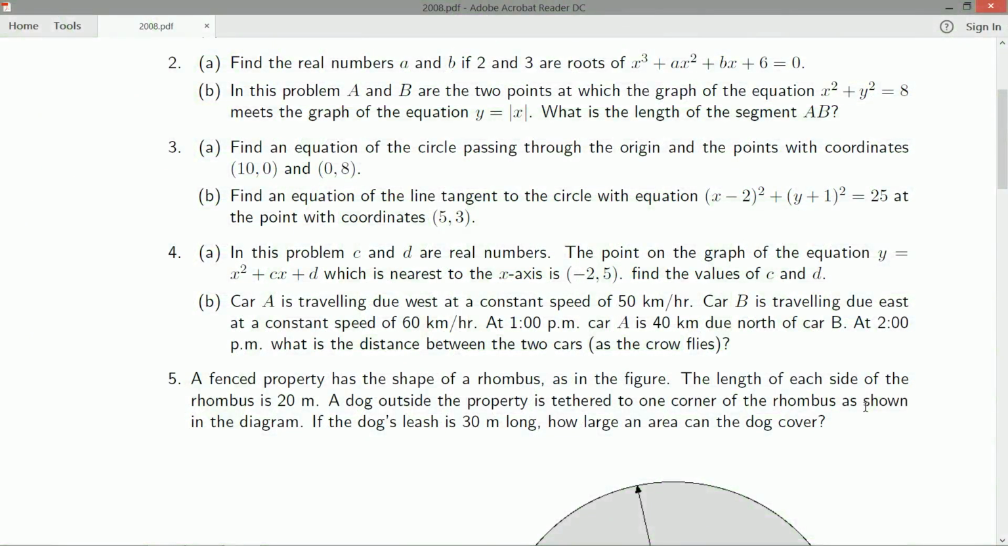That's the Grade 12 Manitoba Math Contest. Question number 4 reads as follows. In the problem, C and D are real numbers. The point on the graph of the equation y equals x squared plus cx plus d, which is nearest to the x-axis, is (-2, 5). Find the values of C and D.